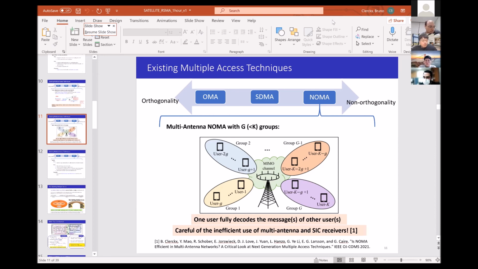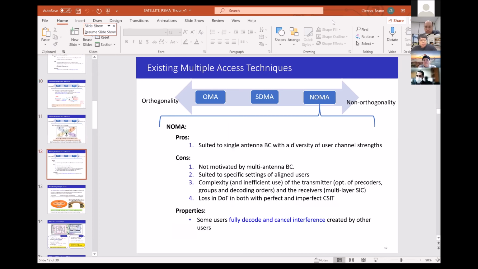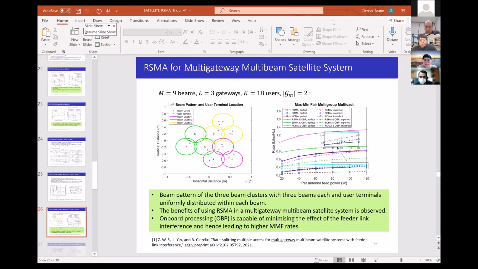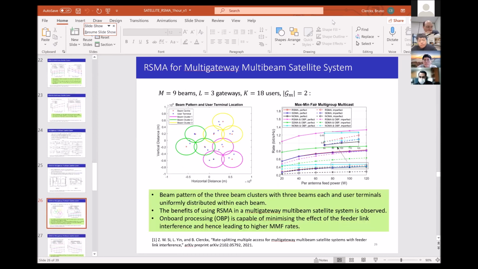I have one quick question. Can you go back to page 26 or something? Any simulation result? Yeah, here. It seems that all the rate curves saturate as the per-antenna power is increased. Is that because the number of antennas is not enough to cancel all the interference?